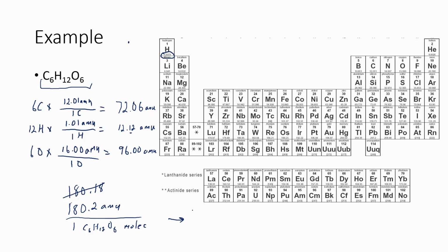In terms of molar mass, the number stays the same, only the units change. So 180.2 grams for every 1 mole of C6H12O6.